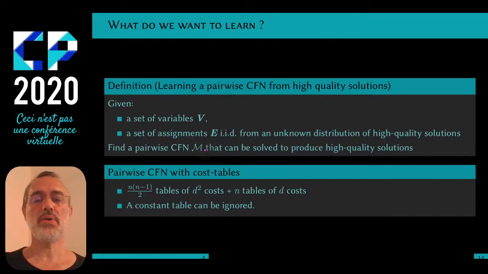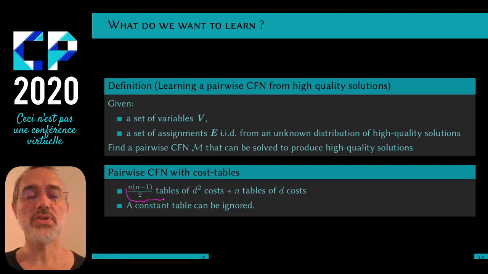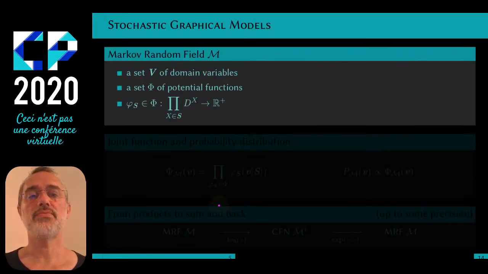And when I say pairwise cost function, I mean a pairwise cost function defined by cost tables. So you may have at most this number of cost functions, each described by d square costs plus extra costs for the unary cost functions. And given this, if one of those tables is constant, you can ignore those costs, because they have no influence on the optimization problem, of course.